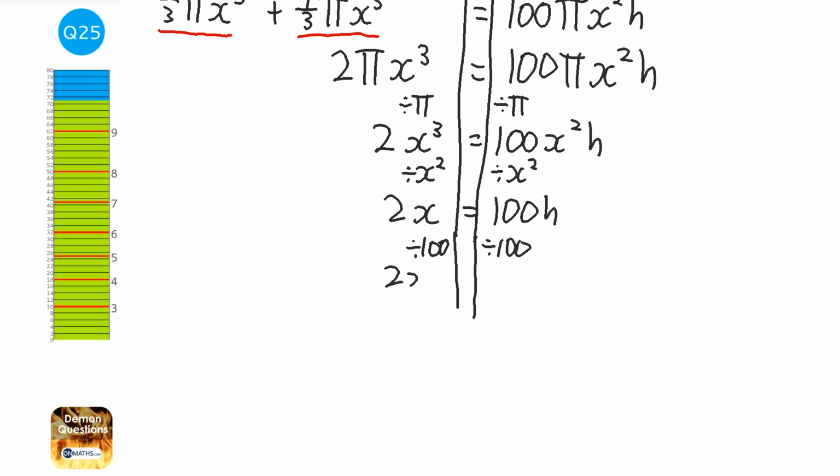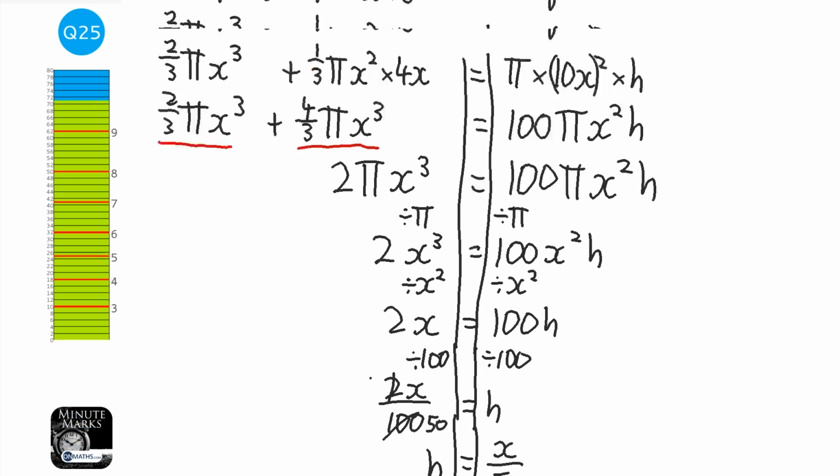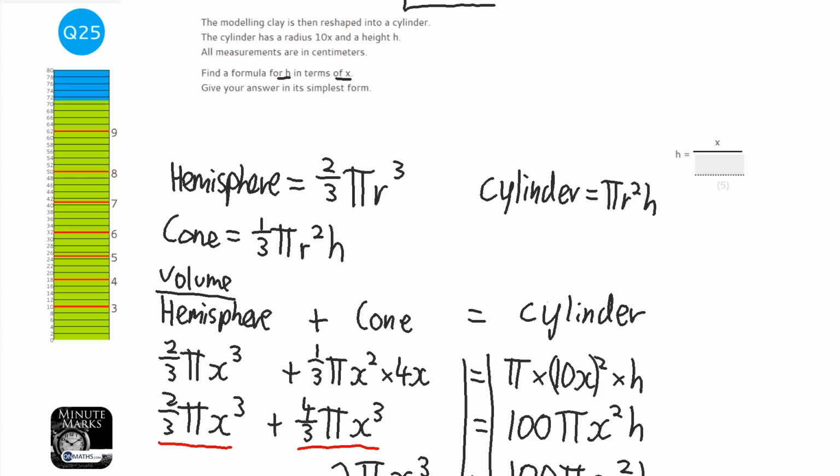And that's going to be 2x over 100 equals h, or h equals, and we can cancel the 2 and the 100. We can divide them both by 2, equals x over 50. So our answer is h equals x over 50.